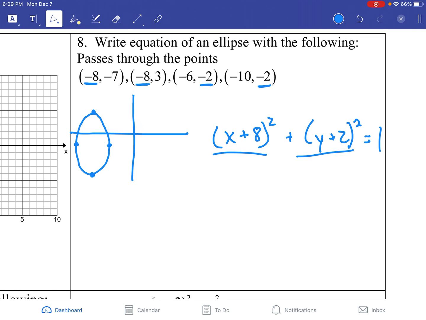Now we just have to figure out what the other numbers are. Okay, so since the graph is orientated vertically, which means the longest side is going up and down, and that distance is 10 total, divide that by 2, you get 5, and then you square it, you get 25. So that's what the a value is going to be. Side to side, from -6 to -10 is 4. Divide that by 2 is 2, and square it is back to 4, and that's going to be your b value. All right, and that's how you can figure out the equation of your ellipse given those 4 points.